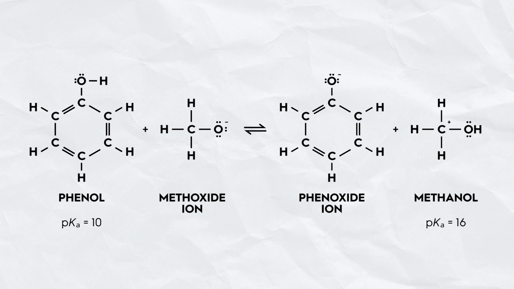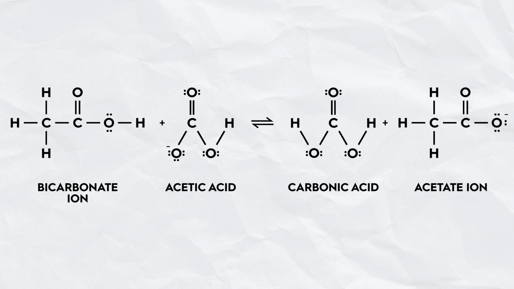Now let's apply what we've learned so far. Methoxide ion is a stronger base than phenoxide ion, and phenol is a stronger acid than methanol. So methoxide ion pulls a proton from phenol to produce phenoxide ion and methanol. The reaction goes toward the side with a weaker acid and weaker base, which is the right side in this case.